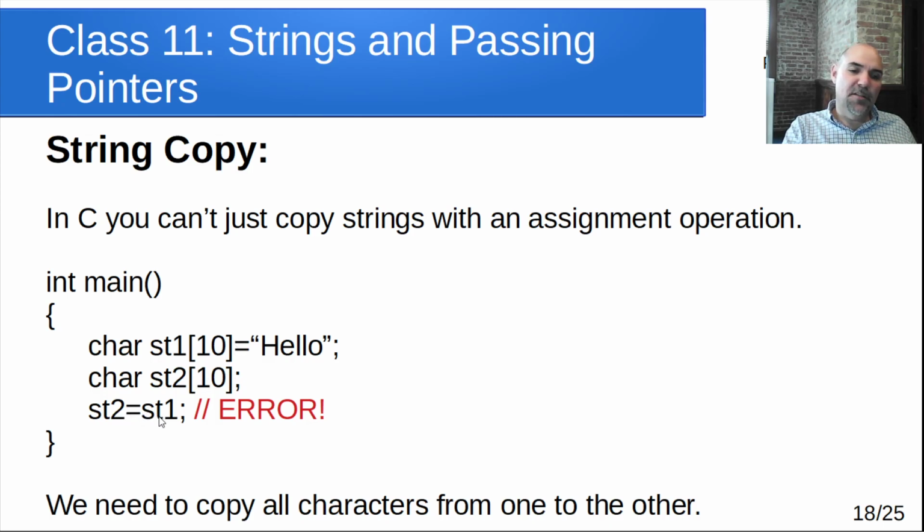So st2 equal st1. That doesn't work because, again, the name of an array by itself is the address. And this left-hand side here, we cannot change that address of where that thing lives in memory. So we need to copy all the characters from one into the other one at a time. In other words, we need to say, take the H, move it into this array. Take the E, move it into this array. Take the L, move it. Another L, move it. O, move it. Null character, move it. Now I have a copy. So we need to have something that does that.